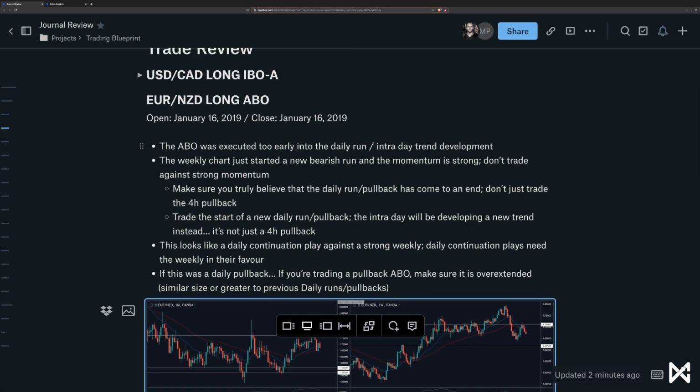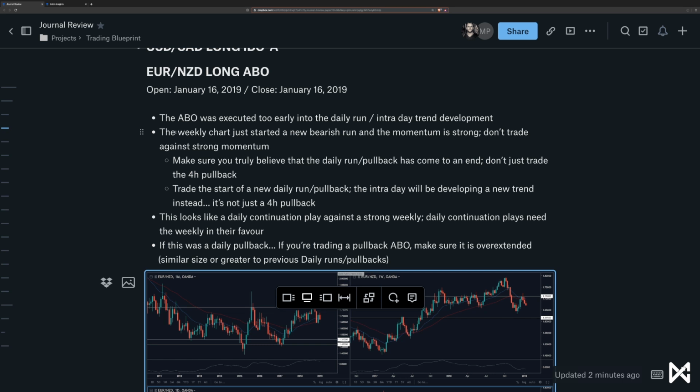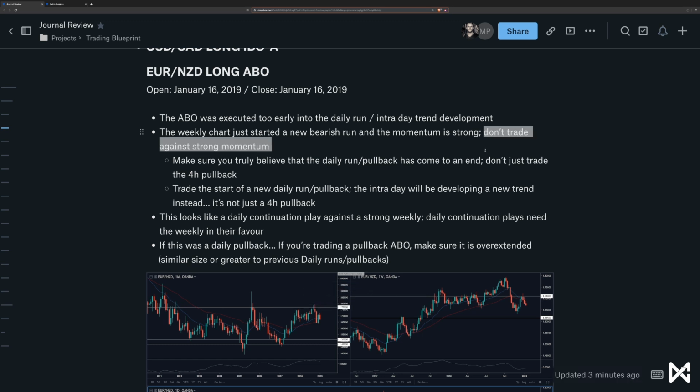ABO was executed too early into the daily run, right? So weekly and the daily chart, not enough major support. The weekly chart just started a new bearish run, and that's what I was talking about. And the momentum is strong, meaning it's just beginning, it just started, and it's a good rejection, right? So the momentum is strong. And I have here, don't trade against strong momentum. That's the one risk, is do not trade against strong momentum, specifically if it's an advanced breakout, right?